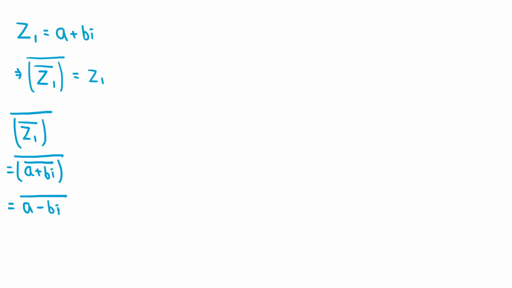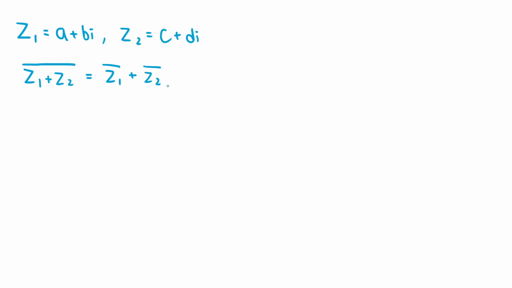A minus bi conjugate is just equal to a plus bi, since we have to invert the sign before the imaginary part, so this is just equal to a plus bi. And we've defined earlier that z1 is equal to a plus bi, so this is just equal to z1. So we have confirmed that z1 conjugate conjugate is just equal to z1.